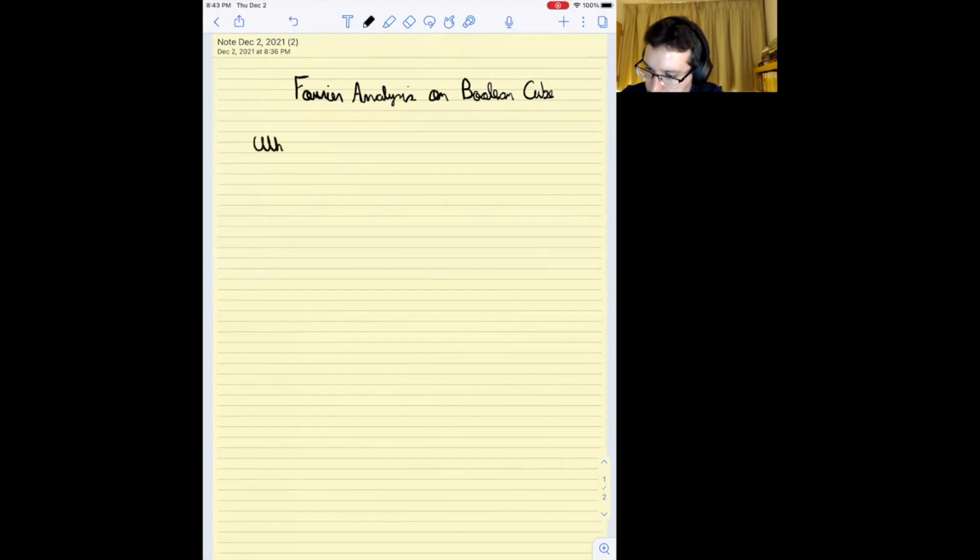You're going to work with more general functions. Let me say a function on the Boolean cube, be it Boolean or not, on the Boolean n cube. So here it's going to be a function f from F2 to the n to the reals.